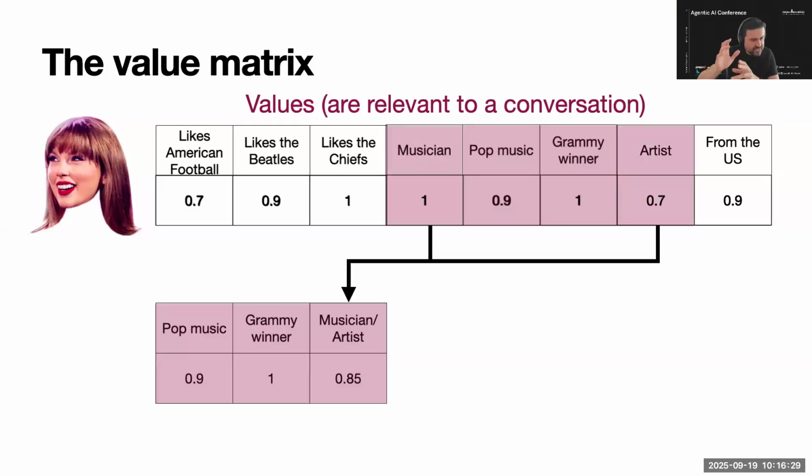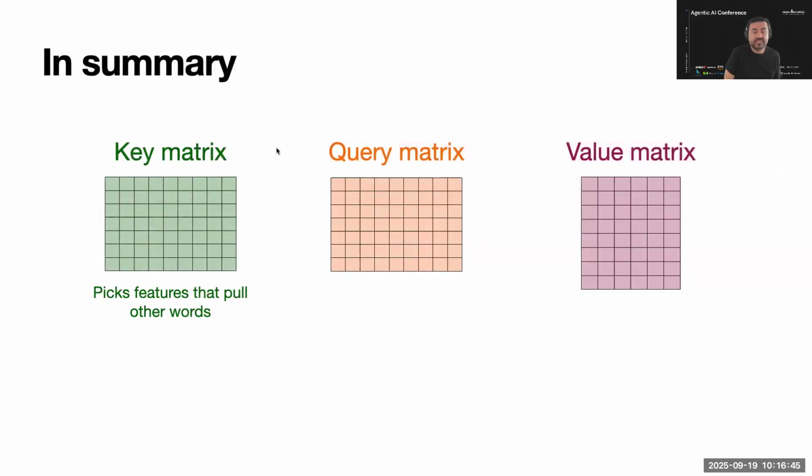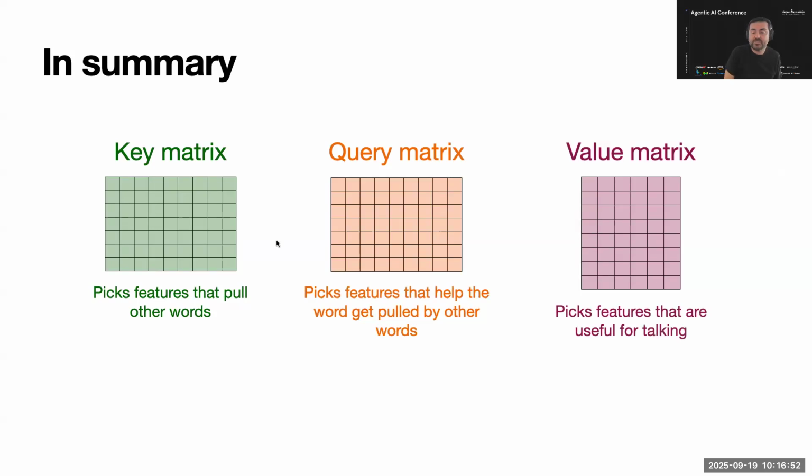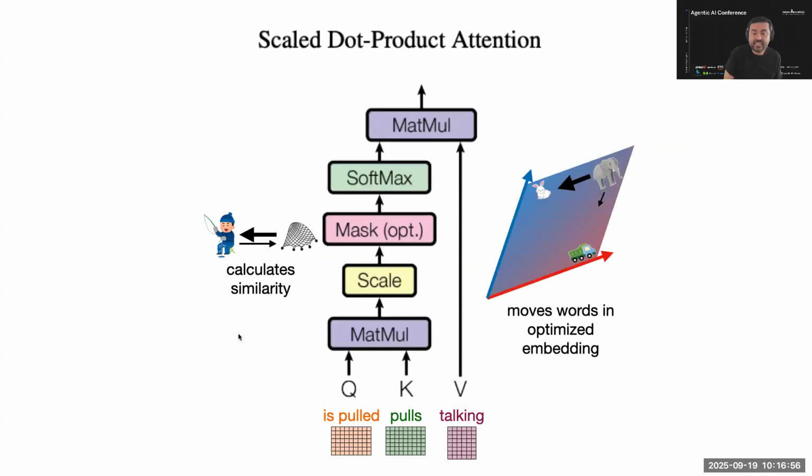The key and the query matrices take care of when words are similar or not. The value matrix takes care of extracting the features that are more important for talking. Okay, that's pretty much it. And so now we've seen the whole attention. The key matrix picks features that pull other words. The query matrix picks features that get the word pulled, and the value matrix picks features that are useful for talking. So the attention mechanism is basically that: this part calculates the similarity, and this part moves the words around.